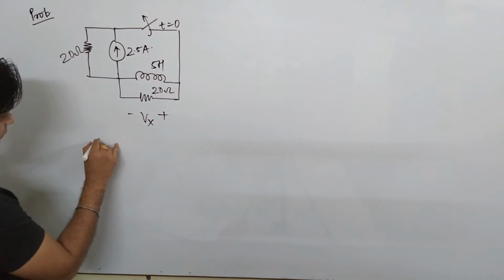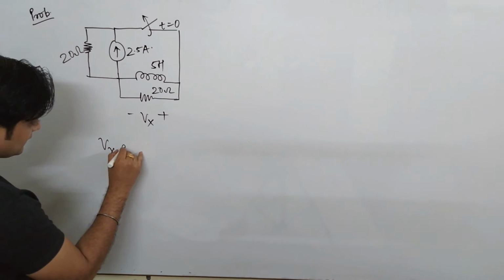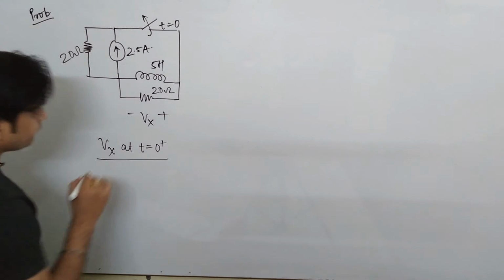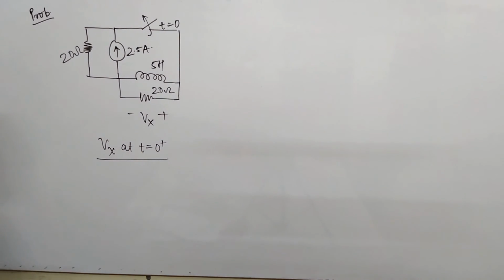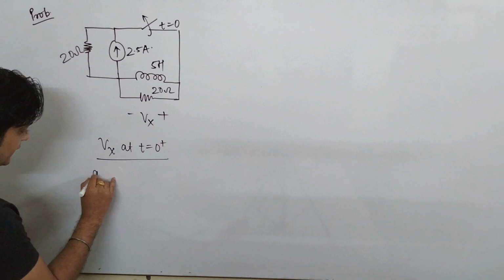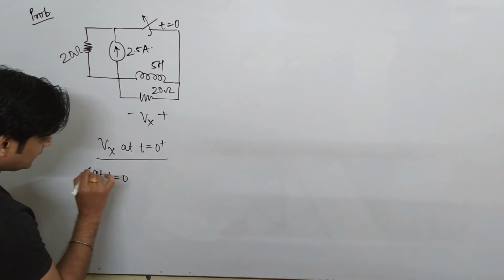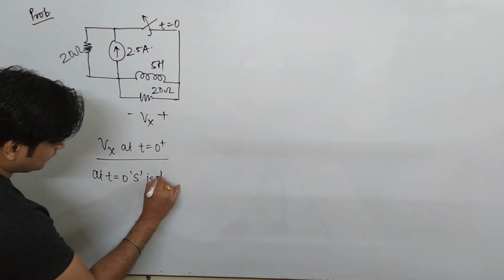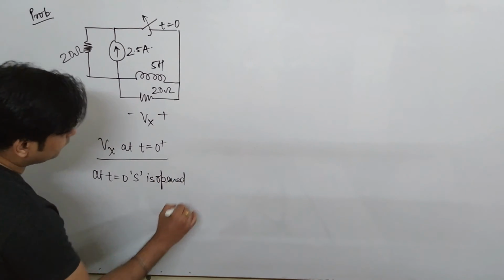Friends, this is our next problem. You have to find the value of Vx at t equal to 0 plus, and the voltage Vx is across the 20 ohm, as mentioned here. Now the important thing is, at t equal to 0, if you see, the switch S is open.